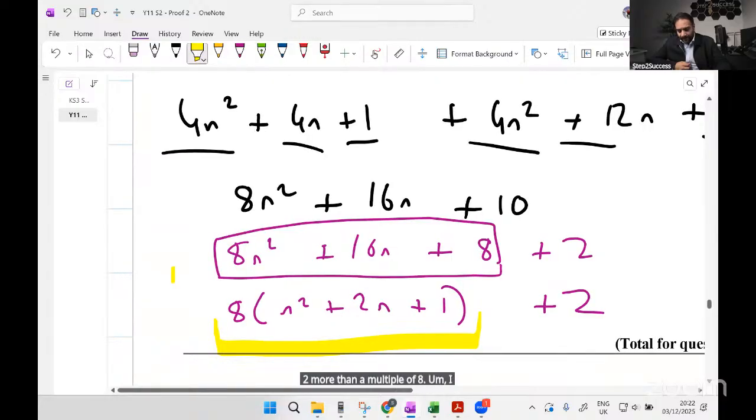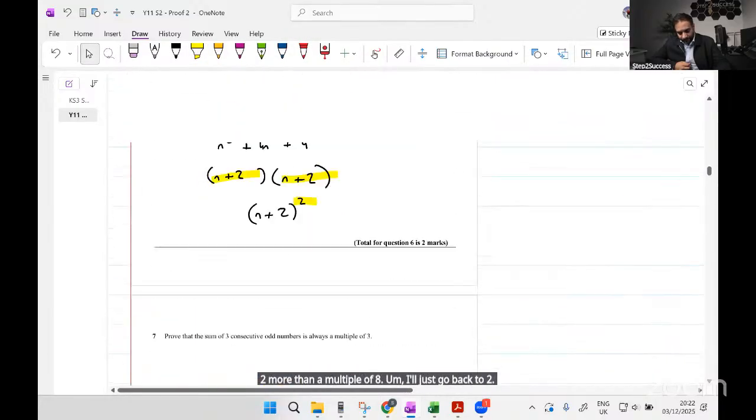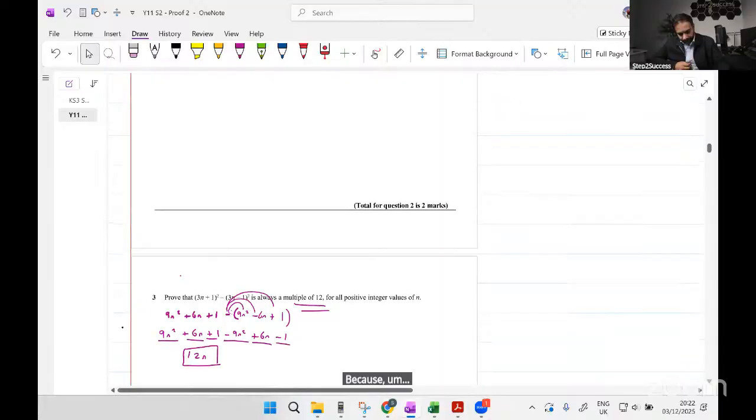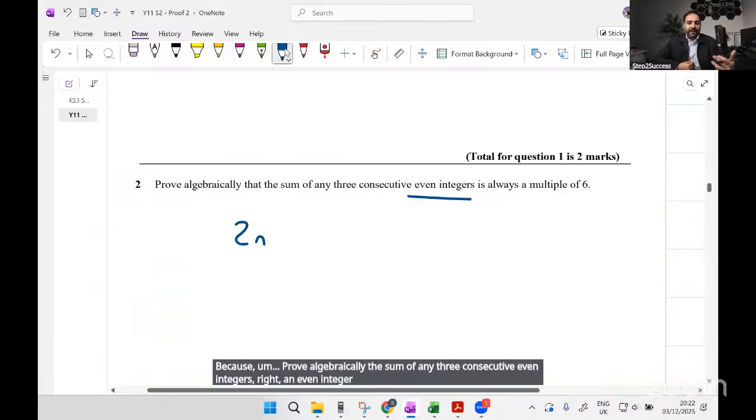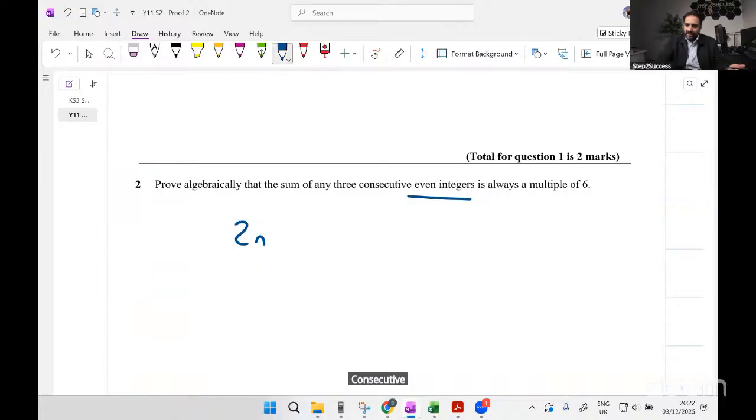I'll just go back to 2, because prove algebraically the sum of any 3 consecutive even integers. Right, an even integer, 2n, can be an even number. Consecutive means the ones after each other.